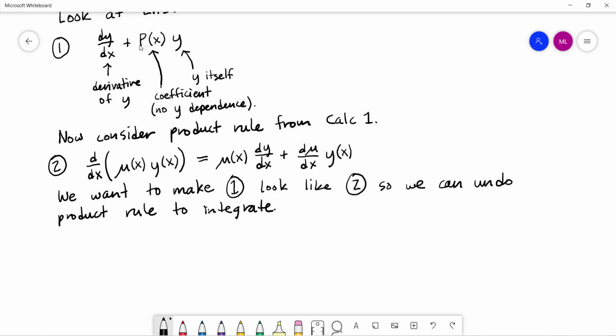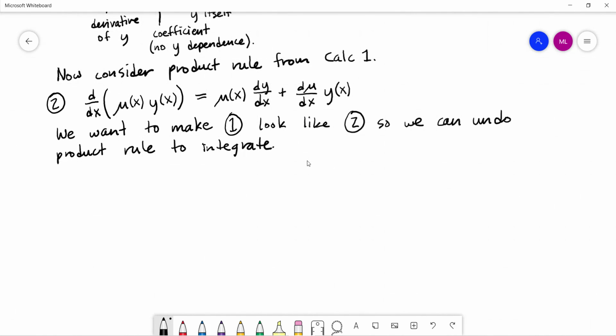And that's going to modify this term here as well. I'm not going to just have p of x anymore. I'm going to have mu of x times p of x. And then we're going to have a rule that we're going to have to come up with to relate that to this d mu dx. So I'm going to multiply the first one up there, 1, by mu of x.